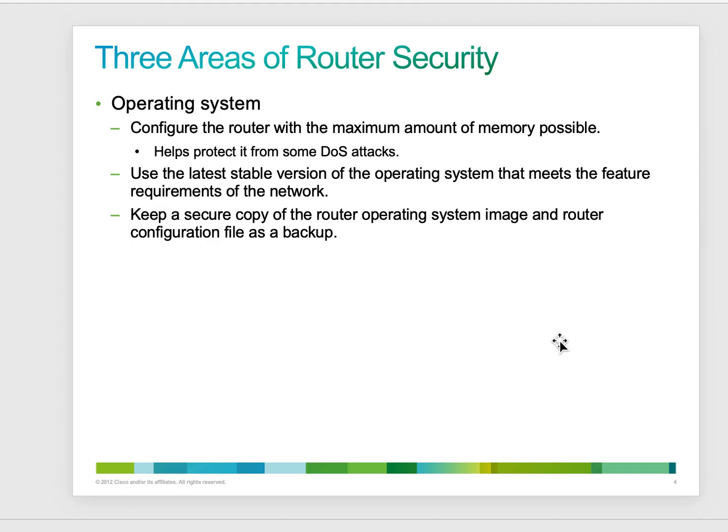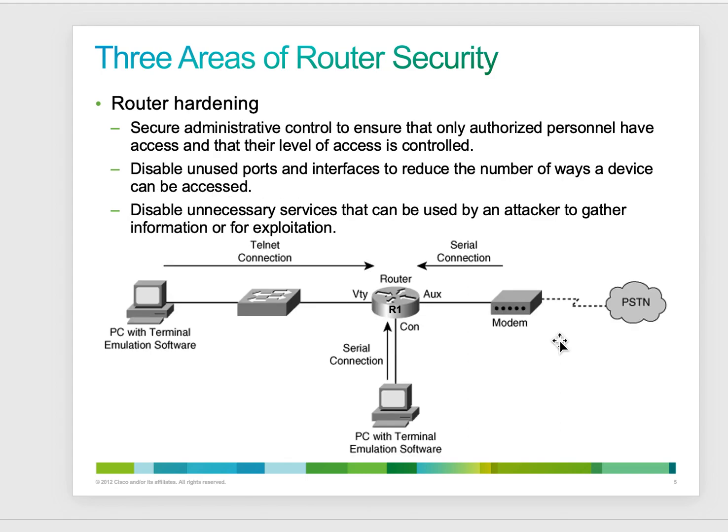Then another thing to do is to keep a secure copy of the router operating system image and router configuration file as backup. You must back up the operating system and also the configuration file, the file that you use in carrying out configuration of the router. You must back them up. Okay, now let's move on.